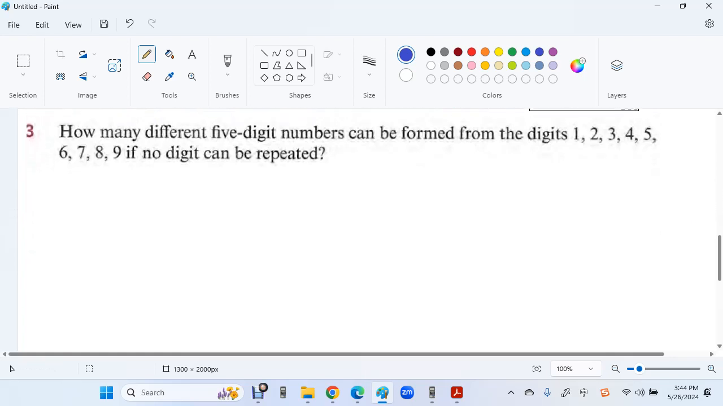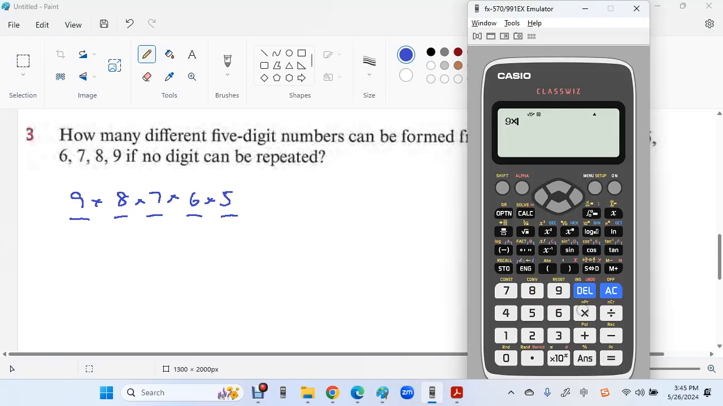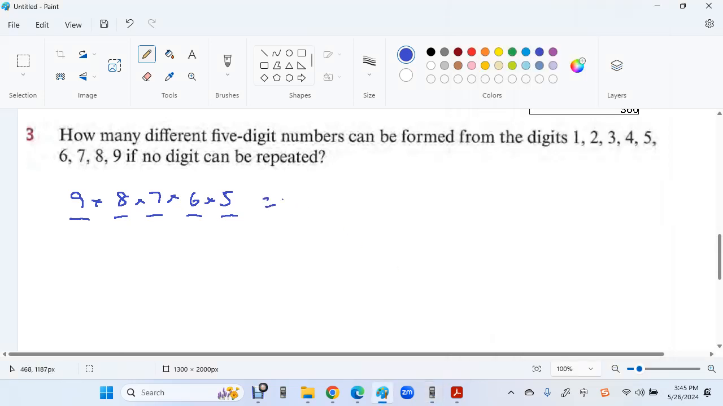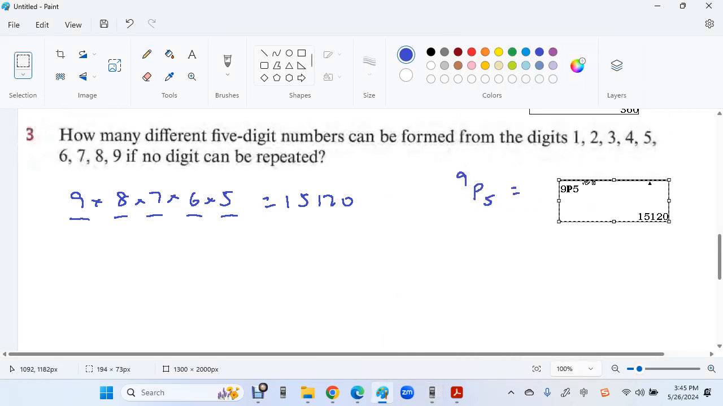So next, how many 5-digit numbers can be formed using 1, 2, 3, 4, 5, 6, 7, 8, 9? We have 9 digits here, and no digit can be repeated. So for 5 digits we have 9 times 8 times 7 times 6 times 5, so it is 15,120. We can also find 9P5, which gives the same answer.